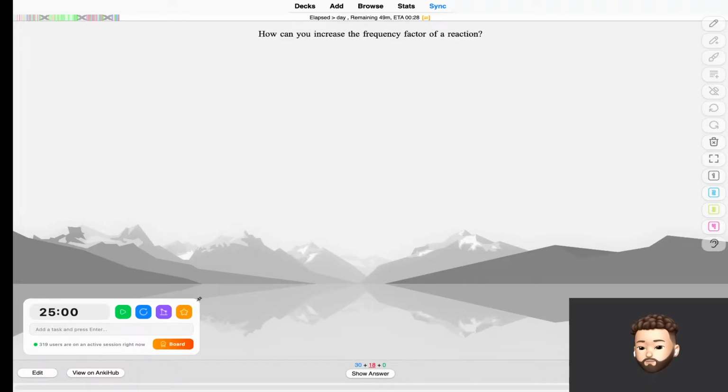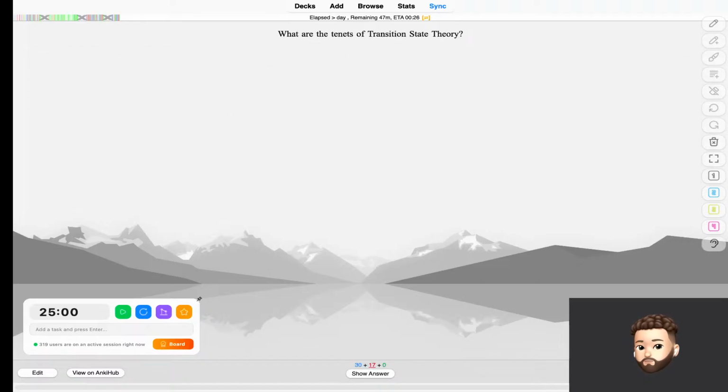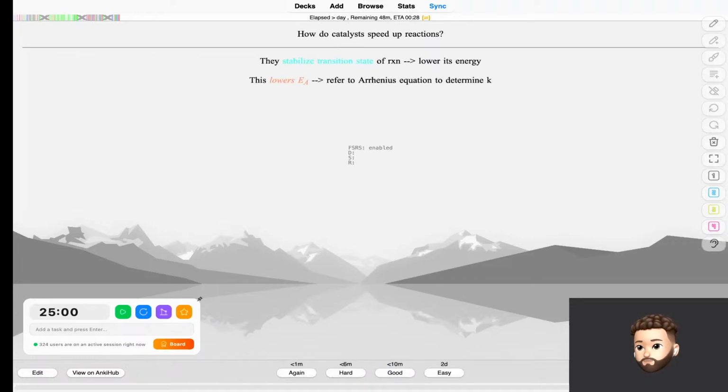Increase the temperature or increase the concentration. If you collide molecules with the appropriate activation energy, then it enters the transition state. They stabilize the transition state, bro. This has a little more information, but I'm still suspending it, bro.